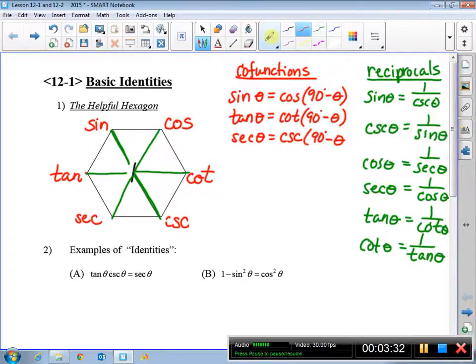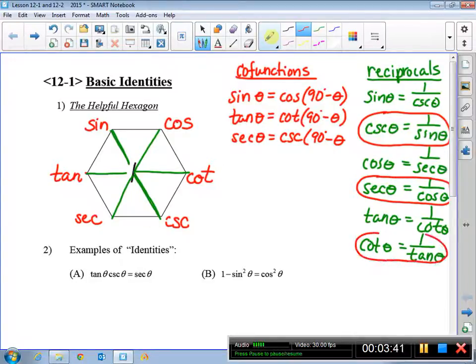And the 3 you'd most likely be using is that cosecant equals 1 over sine, secant equals 1 over cosine, and cotangent equals 1 over tan. But you never know. All right, how else can the helpful hexagon help us? It can help us with what are known as quotient identities.